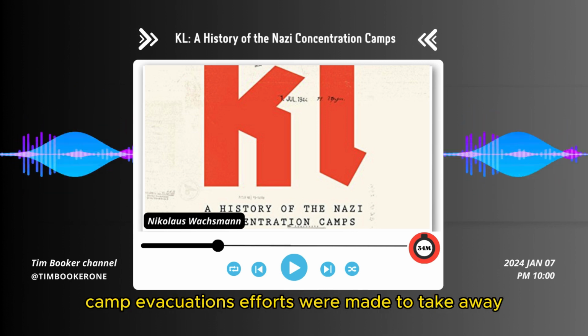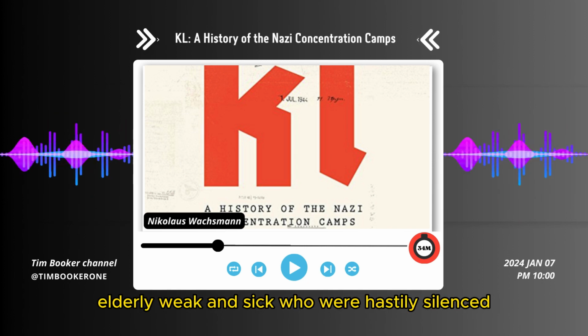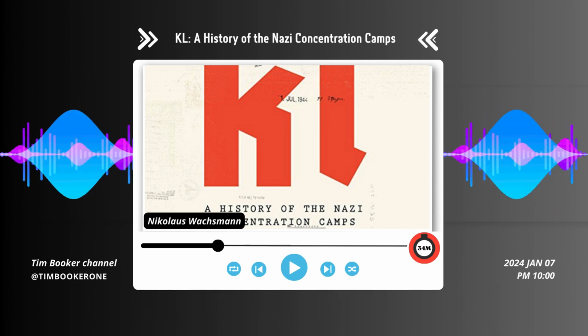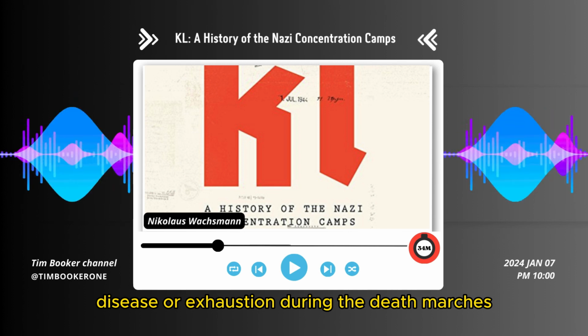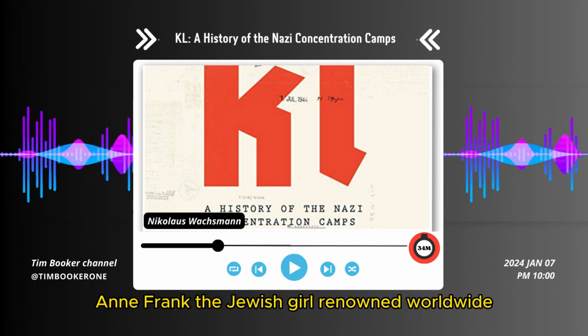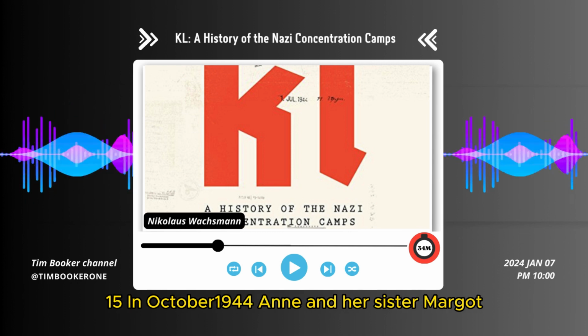During the camp evacuations, efforts were made to take away those who could still work, leaving behind the elderly, weak, and sick who were hastily silenced. Additionally, tens of thousands perished from disease or exhaustion during the death marches, the forced evacuations. Among these victims was Anne Frank, the Jewish girl renowned worldwide for her diary. Her life was frozen at the age of 15.